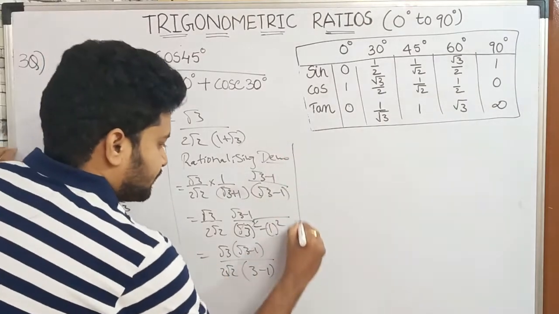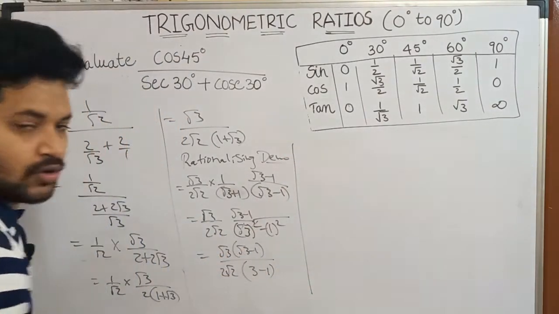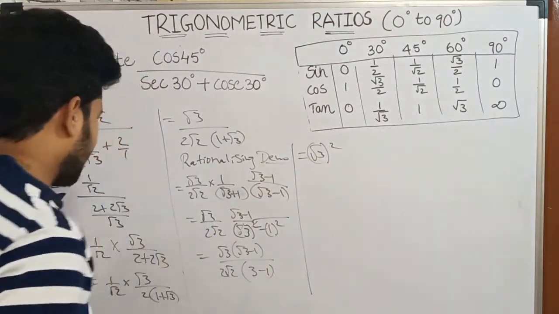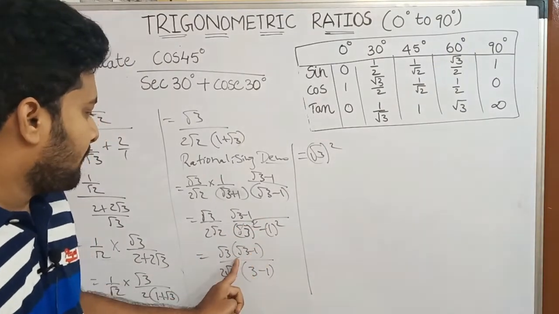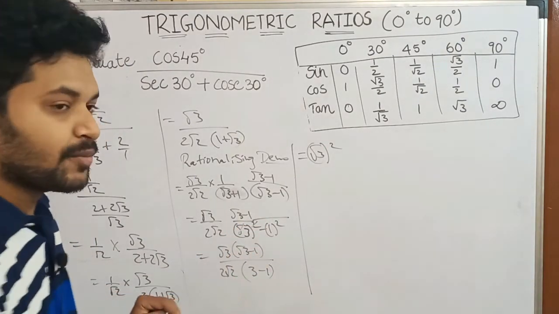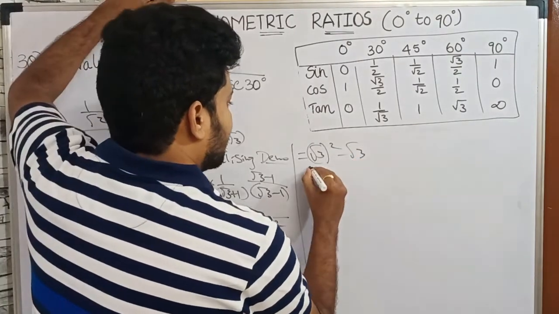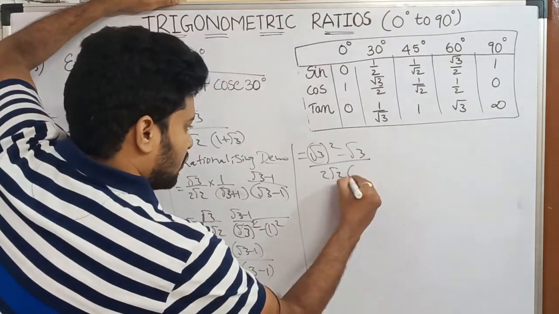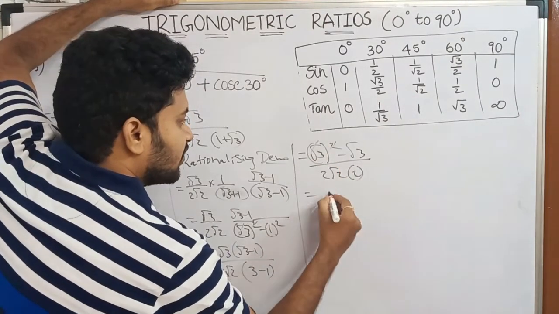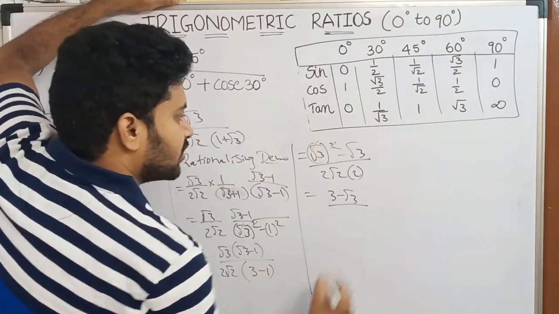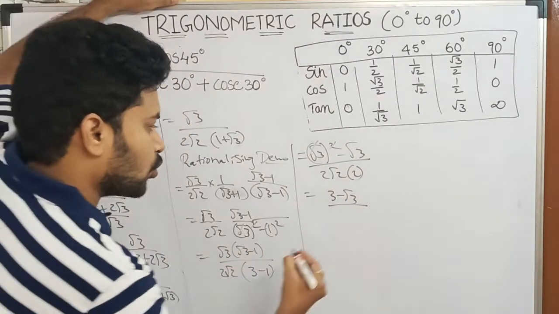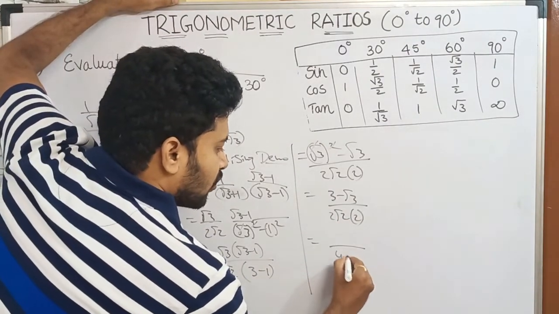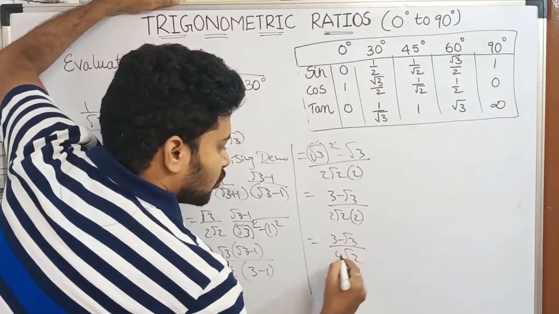Next step. Root 3 into root 3, root 3 square, minus 1. Root 3 into minus 1. Root 3 by 2 root 2 of 2. In the denominator here it is cancelled. 3 minus root 3 by 2 root 2 of 2. So these two are multiplying in the denominator, 4 root 2. 3 minus root 3 by 4 root 2.